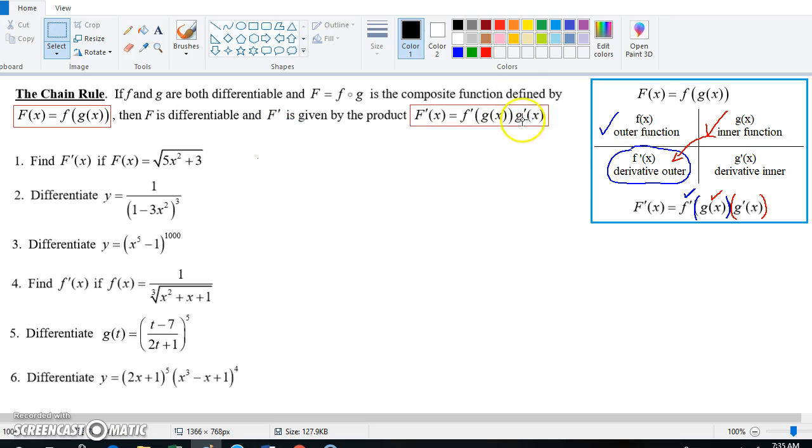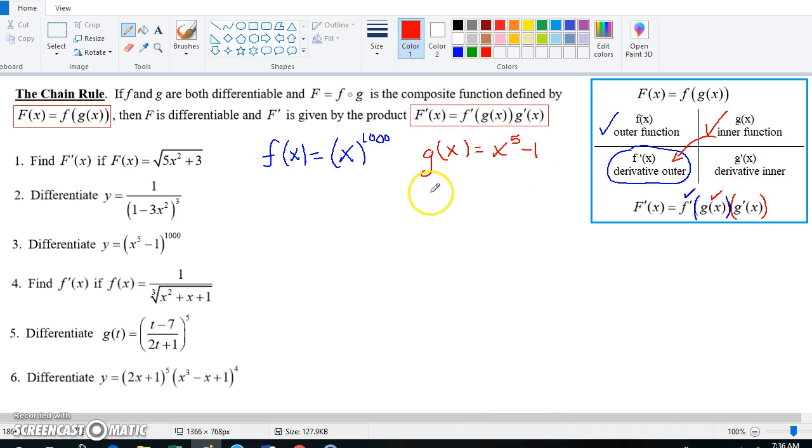Okay, next up, number 3. We need to identify our inner function and our outer function. Let's see, we have a quantity to the thousandth power. F of x is x to the 1,000. What is g of x, my inner function? X to the 5th minus 1.